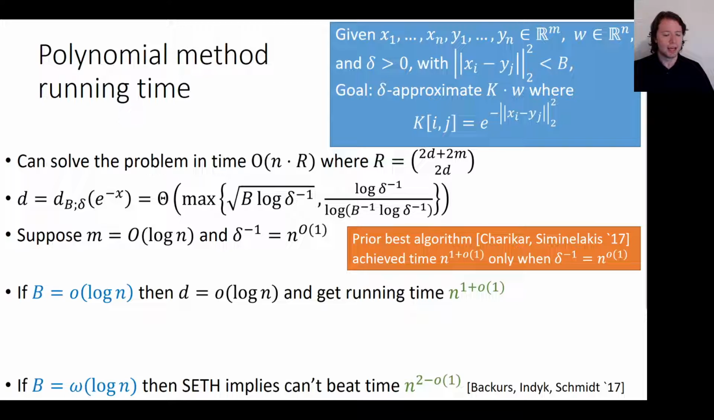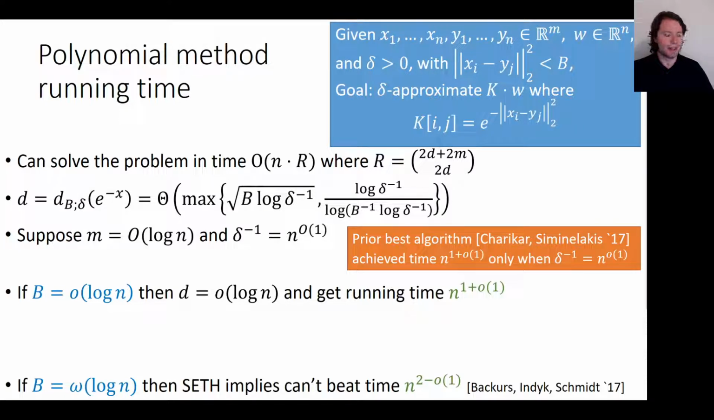But in fact, we show, following the ideas of Backurs, Indyk, and Schmidt, that assuming strong ETH, it's just impossible to solve this problem in truly subquadratic time in this parameter regime. So not only can the polynomial method not beat n squared time, but in fact, assuming strong ETH, it's impossible to beat n squared time in this regime.